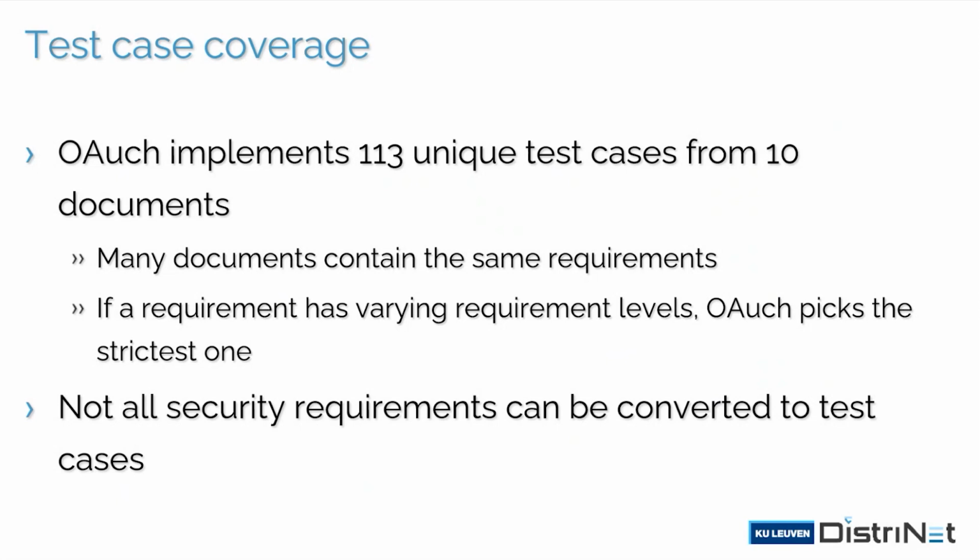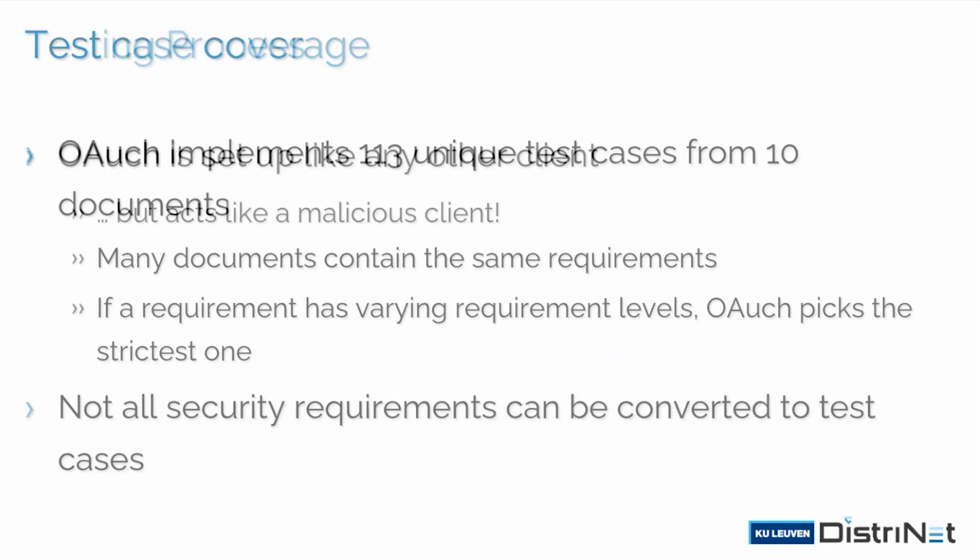There are some things that we just don't want to test. For example, the specification also says that your implementation should resist DDoS attacks. So obviously, we're not going to DDoS the authorization server to test protection against it. So we don't do that. But in general, most of the requirements that are applicable to authorization servers are implemented in our tool.